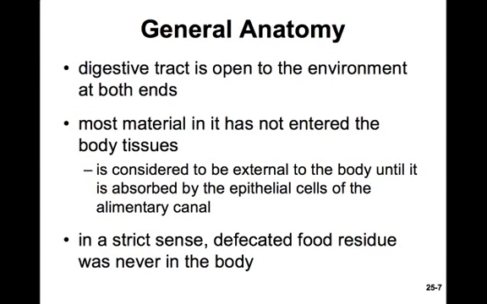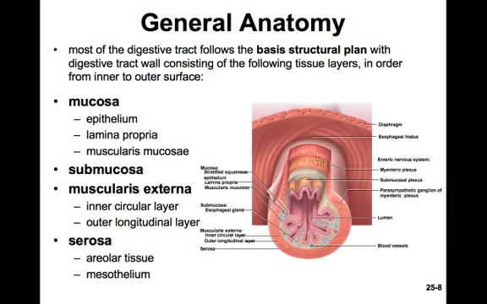So the digestive tract's open to the environment at both ends. Technically, it's not considered that any of the food that comes out the other end has ever been in the body, because technically it's just been in this tract that runs right through the middle. It's open at the mouth, it's open at the anus. A lot of material passes through. Some of it is actually absorbed by the epithelial cells of the alimentary canal, and thus we consider it has entered the body tissues. Now we take a look at the various layers of this hollow 30-foot long tube.